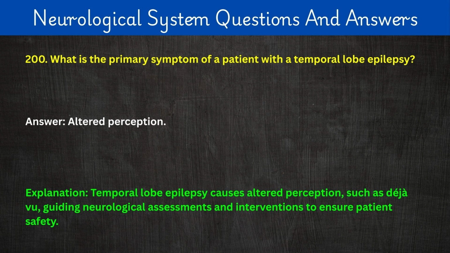What is the primary symptom of a patient with temporal lobe epilepsy? Answer: altered perception. Explanation: temporal lobe epilepsy causes altered perception, such as déjà vu, guiding neurological assessments and interventions to ensure patient safety.